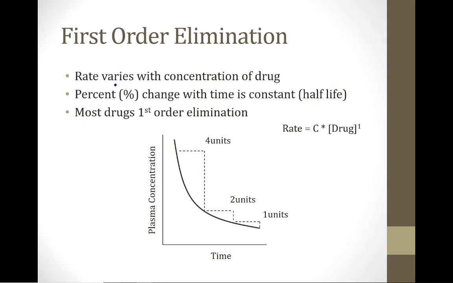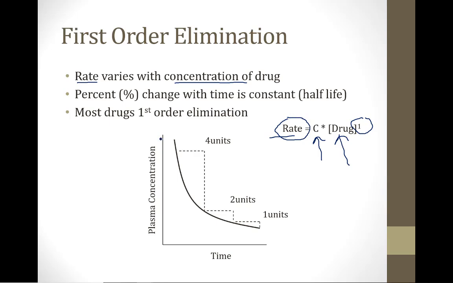Now let's talk about first order elimination. In this case, the rate of elimination varies with the concentration of the drug. We call first order elimination drugs first order because their elimination rate is equal to some constant C times the drug concentration raised to the first power. Therefore, the drug concentration influences the rate of elimination.